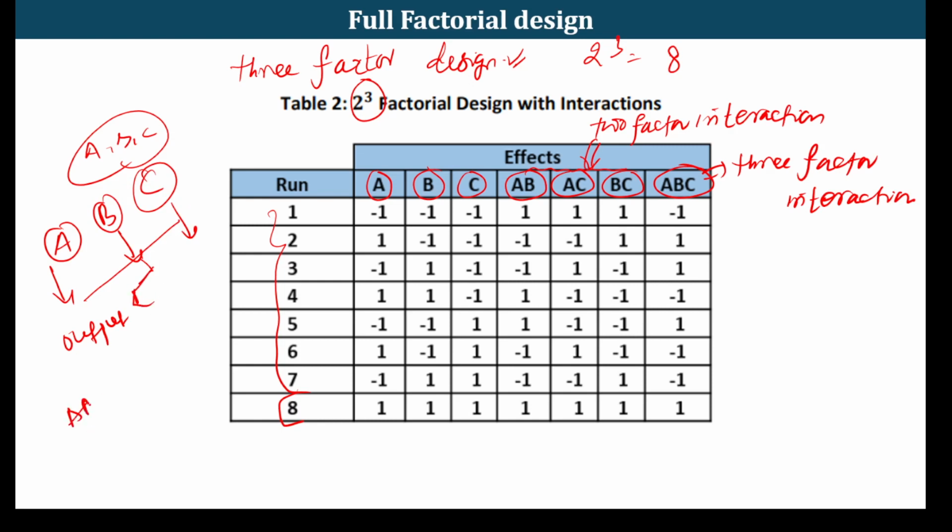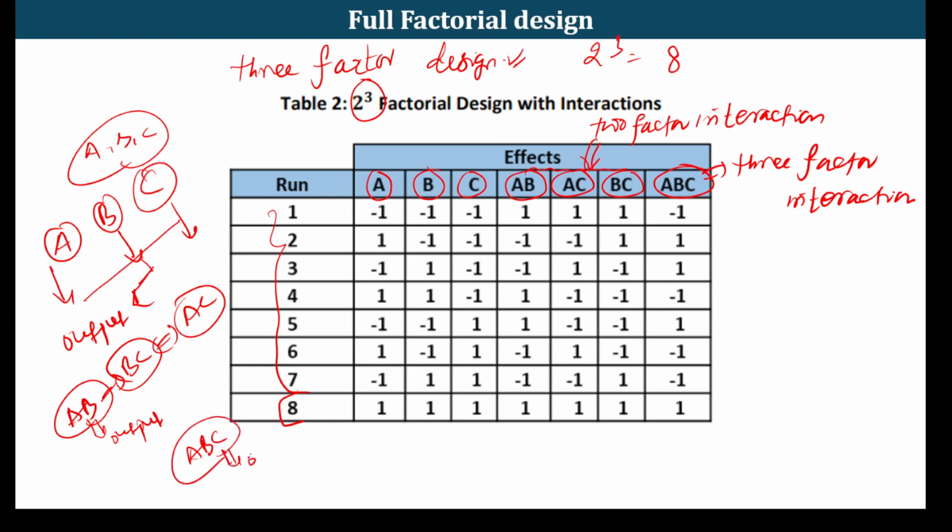Then we'll check with AB. If we combine both A and B, what is the influence on the output? If we combine BC, what is the influence? If we combine AC, what is the influence? Then in the last, we are going to combine all three, and see what output will come. Okay, so this is all about the three factor.